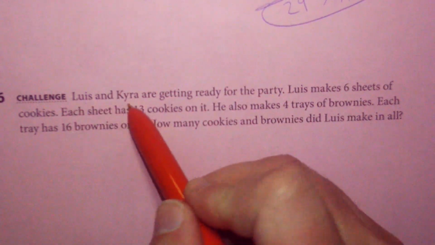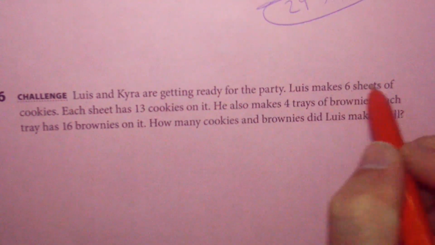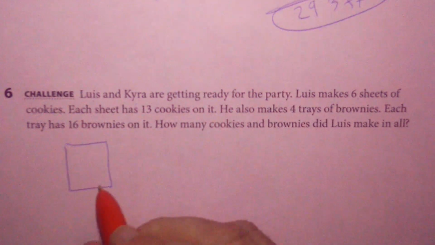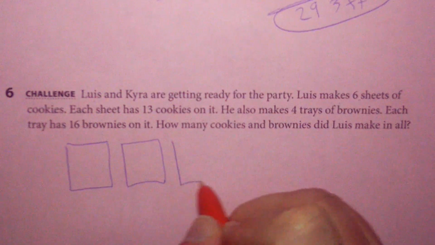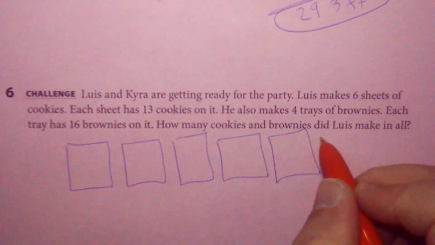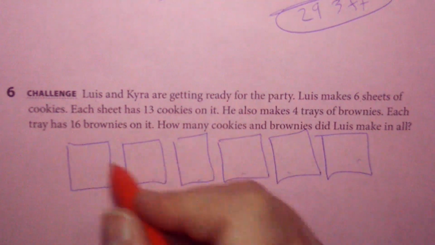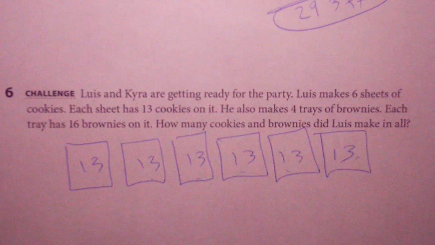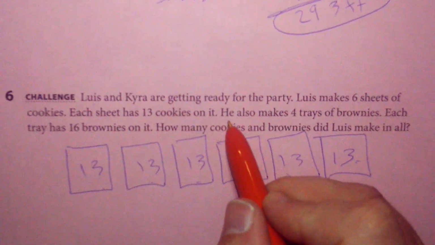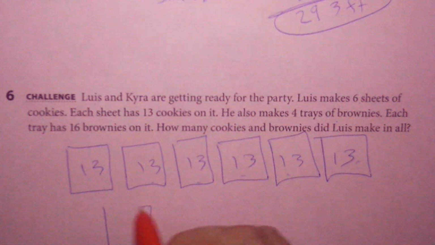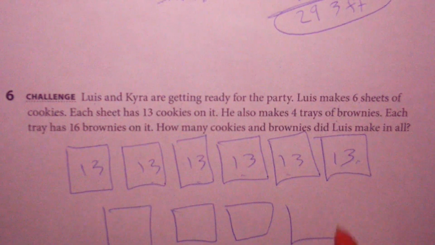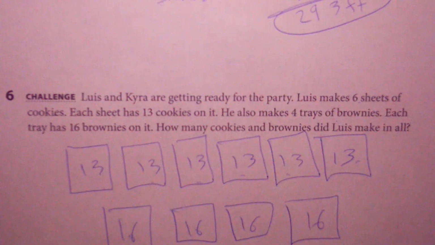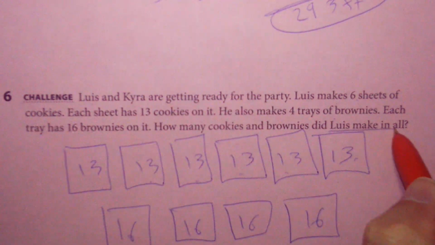Challenge. Luis and Kyra are getting ready for the party. Luis makes 6 sheets of cookies. Each sheet has 13 cookies, so we have 6 of these, right? 1, 2, 3, 4, 5, 6 cookie sheets, and each one has 13 on it. Now, you could add these up, or you could multiply, right? We'll talk about that later. He also makes 4 trays of brownies. And each tray has 16 brownies on it. I like to draw it out. It helps me think. How many cookies and brownies did Luis make in all?